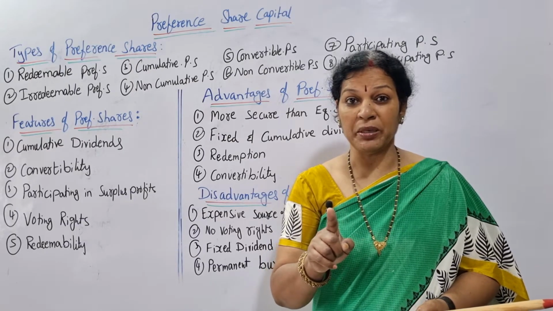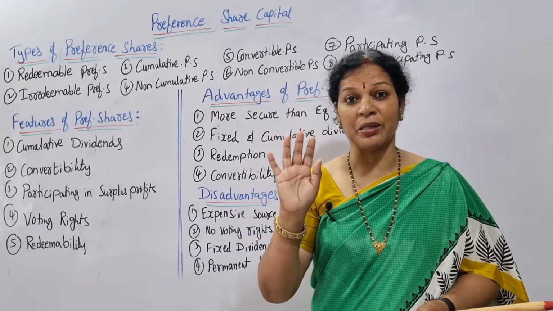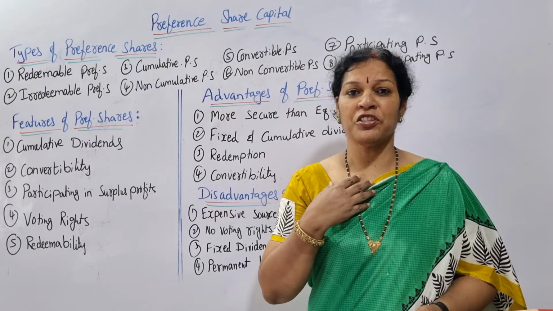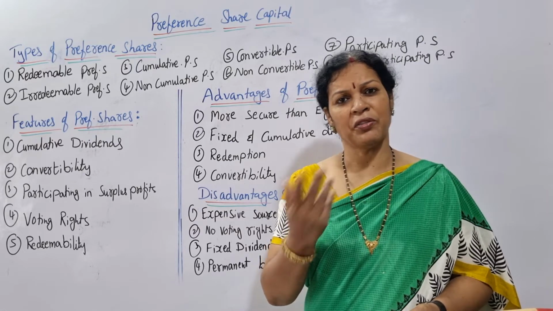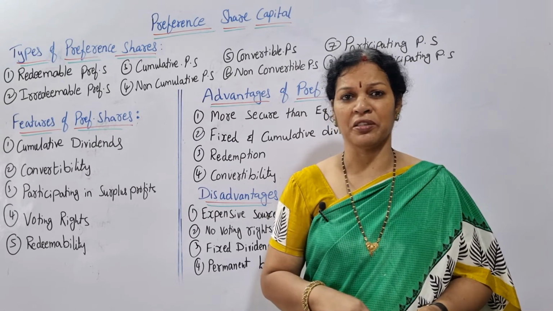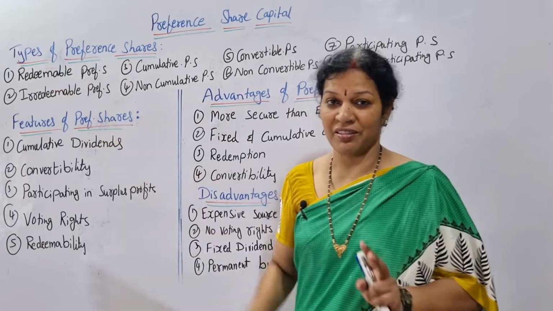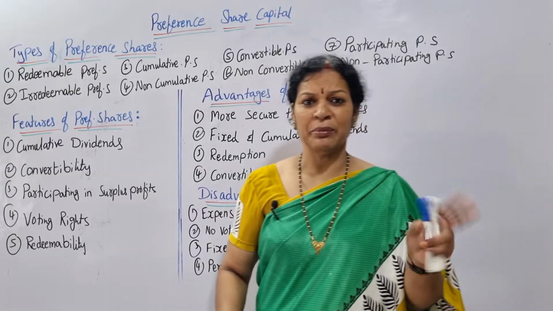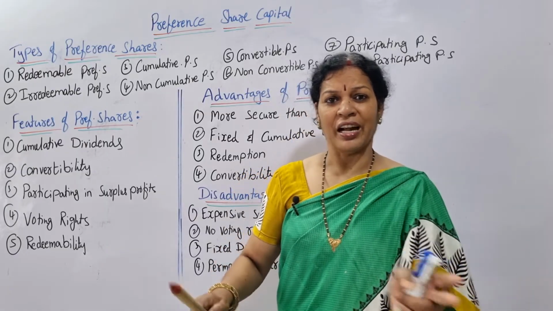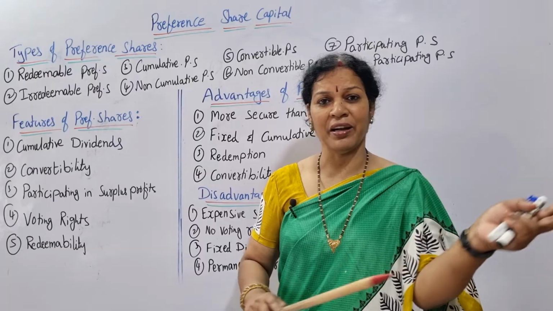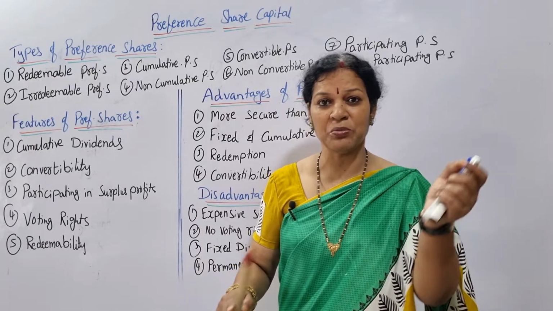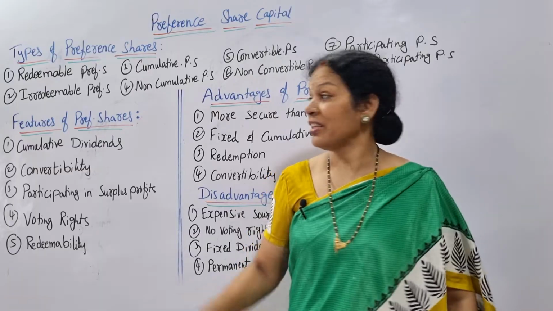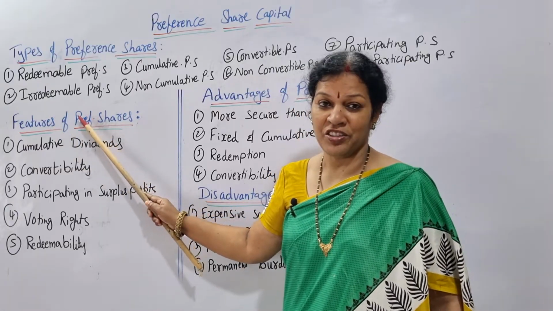That is redeemable. Redeemable means maturity is there, but when? After a certain period. It depends. If I am purchasing preference shares for 5 years, after 5 years I am going to get back my investment. Second one is irredeemable. Not redeemable forever, until the liquidation, until the winding up of the company. These shares will be with the company itself only, just like equity shares. That is irredeemable preference shares.